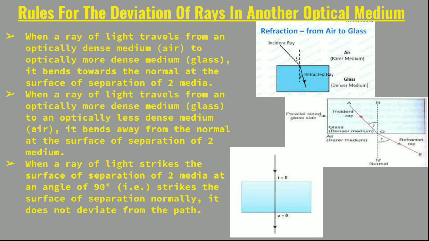This is the second rule. The third rule is if the ray strikes straight, that is, at 90 degrees to the surface, it will not bend. It will strike and come out without deviation from its path. So angle I is equal to 0 and R will also be equal to 0. So these are the three rules of deviation.